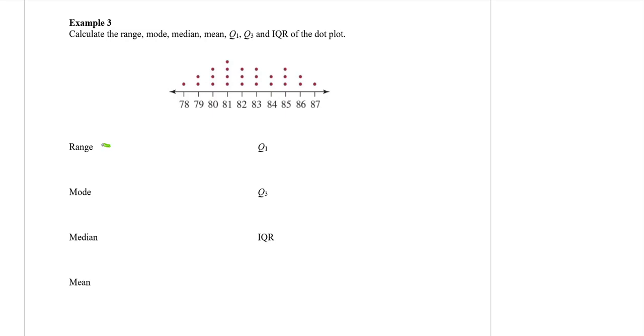First of all, range. Each one of those dots represents a piece of data. What is the highest score? 87. And the lowest is 78. So the highest dot is 87. The lowest dot is 78. And when you subtract them, yes, that does make 9. So that's the range. The mode is for most. Mode is most. So which number happens the most? Which one has the most dots? 81, because it's got 4 dots, more than anything else. So 81 is the mode.